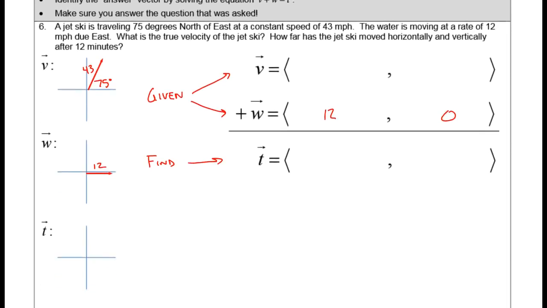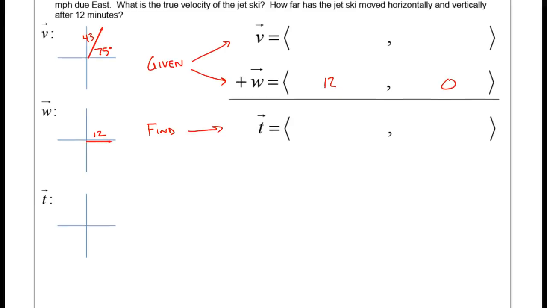But before I do that, I actually need to know the component form of v, so I'm going to do that calculation down here. V is going to be equal to 43 times the cosine of 75 degrees. That's the horizontal component. The vertical component will be 43 times the sine of 75 degrees. And when you plug and chug that into your calculator, you're going to get a horizontal component of 11.129 and a vertical component of 41.535.